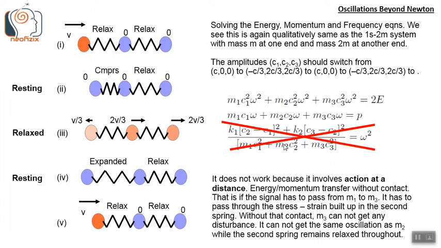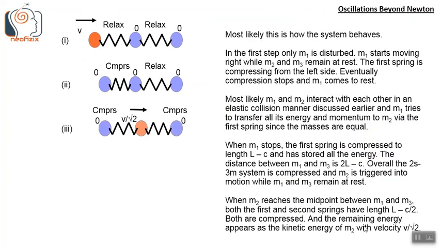Only energy and momentum are to be conserved. And also we have to ensure that there is no action at a distance. That is strictly forbidden. We cannot allow any solution with action at a distance. So with those broad principles, we can analyze the system. So most likely this is how the system behaves.